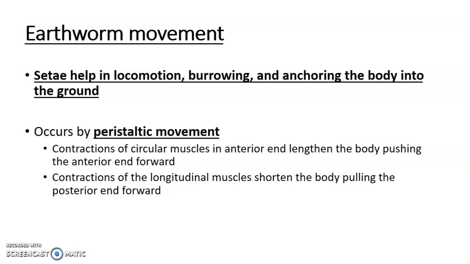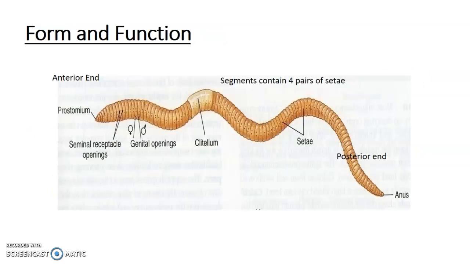They are going to move through a movement called peristaltic movement. It is contractions of circular muscles in the anterior end that are going to lengthen the body, and contractions of the longitudinal muscles in the posterior, inching the organism forward. So it's kind of stretching, if you will. They're going to reach and stretch their anterior end, and then their posterior end will catch up. And then they're going to reach with their anterior end, and then their posterior end will catch up. So they are going to use, in coordination with each other, their circular and their longitudinal muscles.